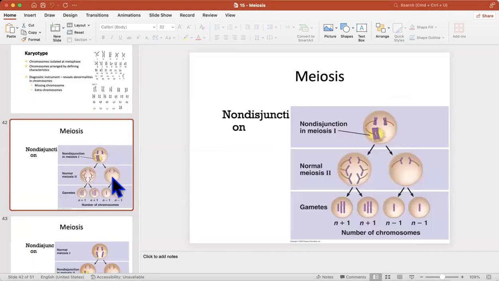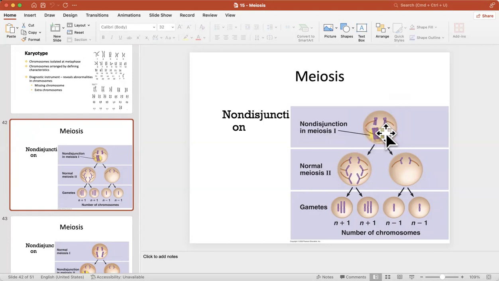Okay, so let's look at those mistakes. During meiosis, they're supposed to divide equally, but you could have non-disjunction, which means they don't divide equally. They just all go to one side. That's non-disjunction, and it happens in meiosis.